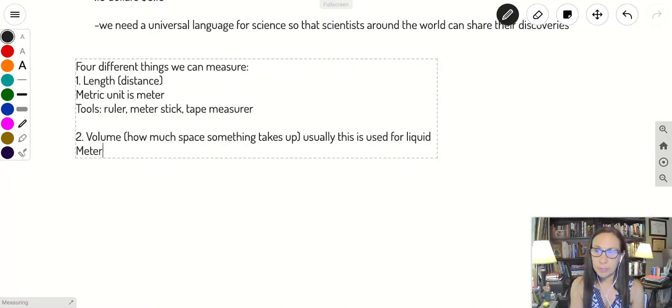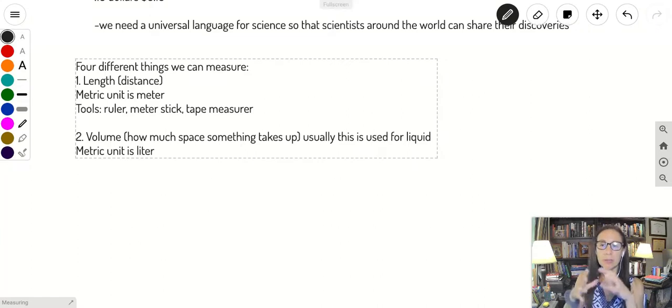And the metric unit for volume is the liter. In the non-metric system, we usually use things like cups, like when you're cooking, ounces. No, ounces is something else. Sorry about that. It's cups, and gallons is another non-metric way of measuring volume.